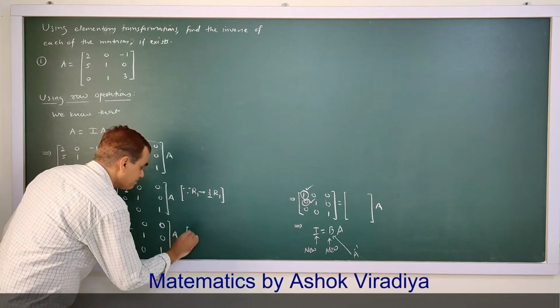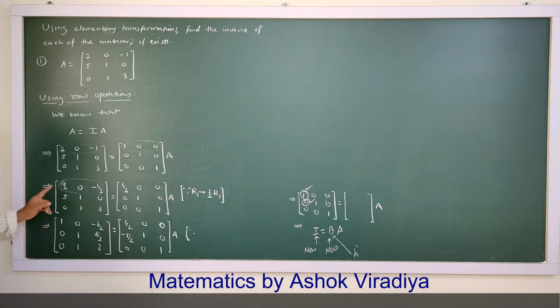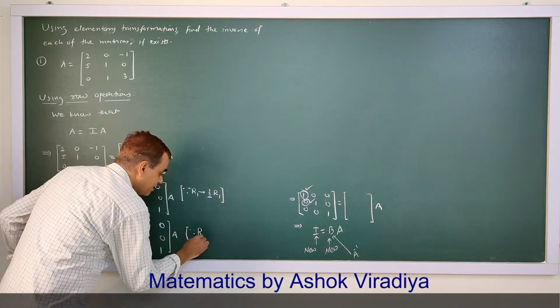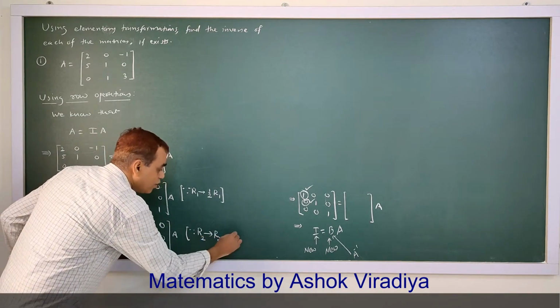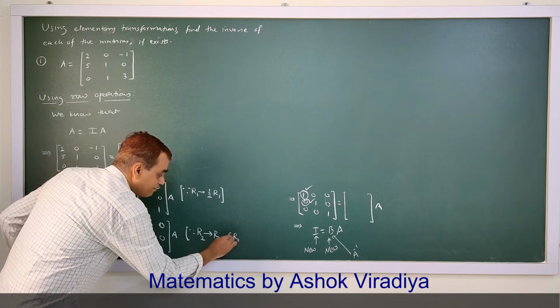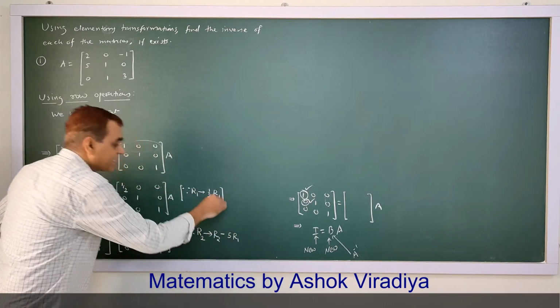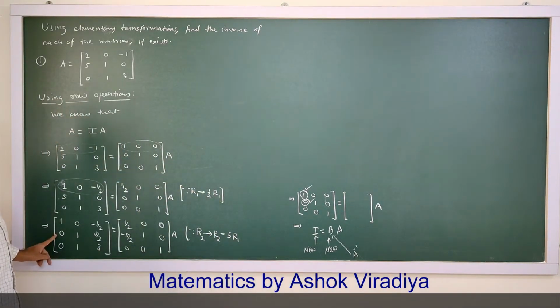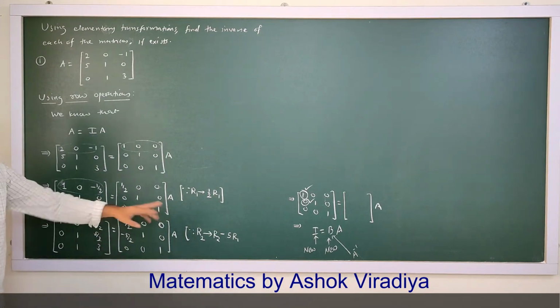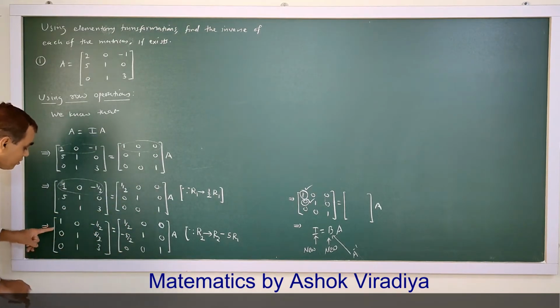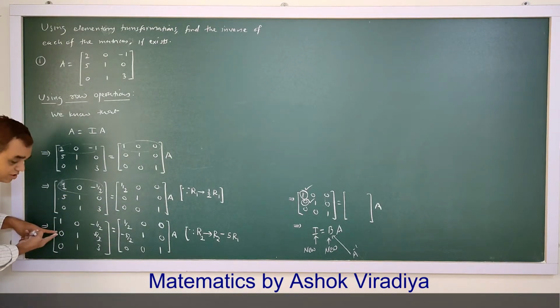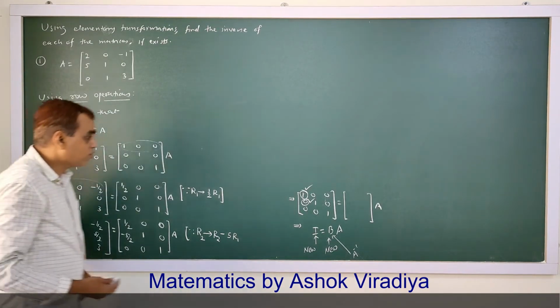So what is done here? We have changed the second line. Second line is changed, second row is changed. In second row, first row after multiplying by 5 is subtracted in second row. So this is an elementary operation performed over a row. Whatever you do here, same thing you will do here. So this was done to set 0 here. So the 0 is obtained.